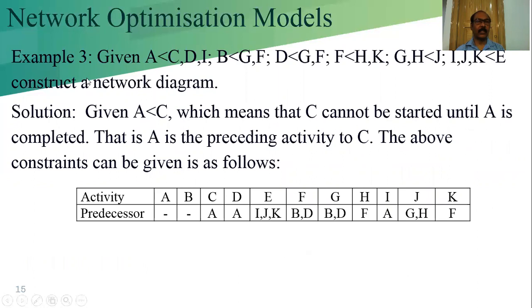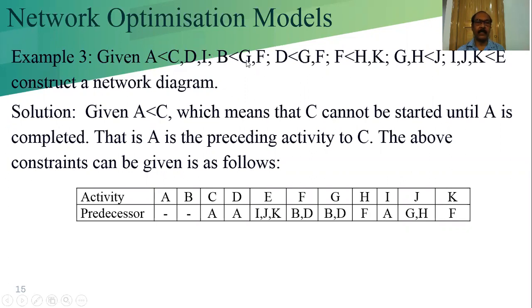Now let us consider another example, but here the conditions are given in another way. This means A is less than C, A is less than CDI. That means these three, CDI, are the successors and A is the predecessor. This is the meaning of the notation. Given this, construct a network diagram.